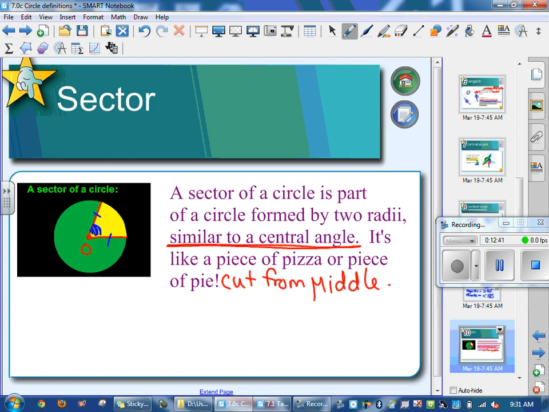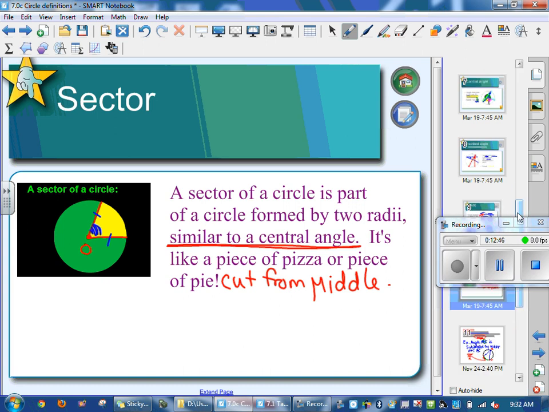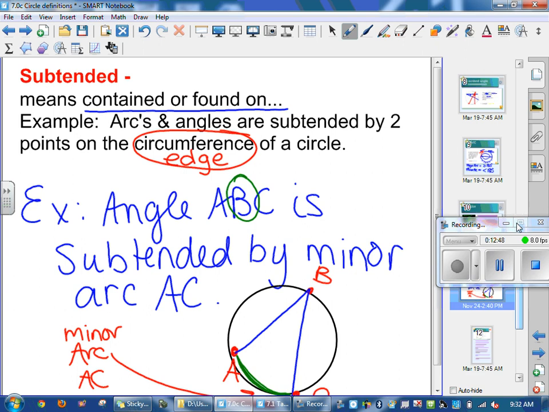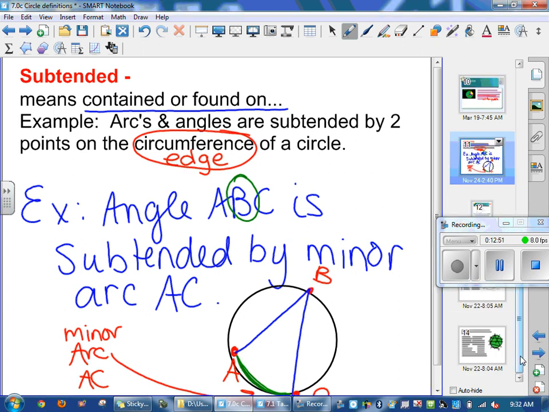All right. Moving on to the last part here. So, subtended is a big word we use in this topic, and that means contained or found on. So if I said the arc is subtended by two points, that means they're found on the edge of the circle, two points on the edge. Okay, so if they're subtended, here I could say angle A to B to C, so starting from A all the way up to B down to C, that arc is subtended, so found on or containing two points on the edge of the circle. That's what it's saying.